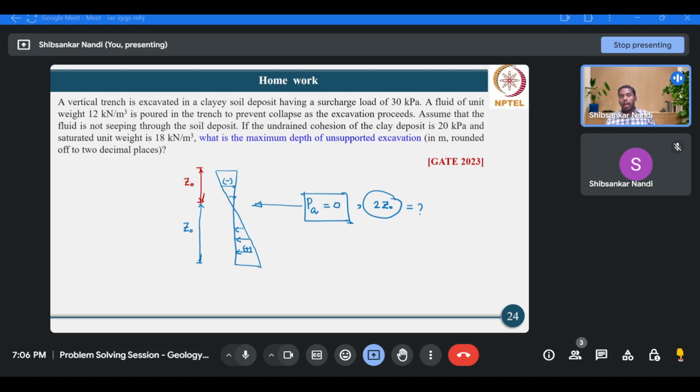That's why the calculation of this tension crack depth is very essential before answering this question, and that we'll do in the next session. Once the depth of the tension crack is known to us, we'll take twice of this tension crack depth as the maximum depth of unsupported excavation. Okay, so this is for today.